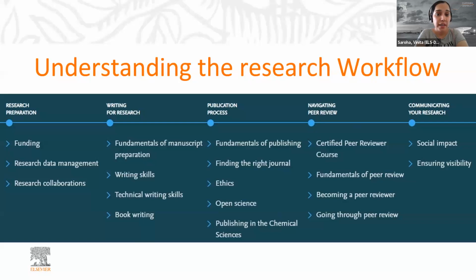Then we'll talk about writing for research, where it is important to have an understanding of the fundamentals of manuscript preparation, writing skills, technical writing skills, and the publication process, like a fundamental understanding of publishing and how to find the right journal, because it's equally important to have the right journal for publication. Then ethics of publication and open science. Everyone is talking about open access and open science, so it's very important to have a fair understanding of open science as well. Then navigating the peer review process: an understanding of the broader aspects of peer review is very important.